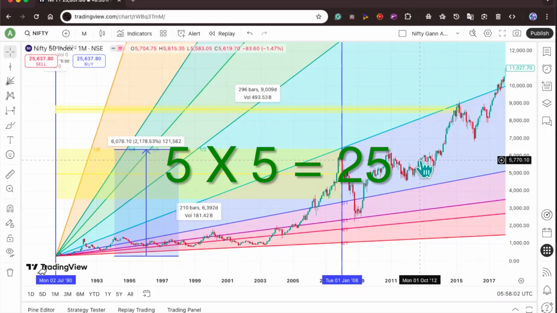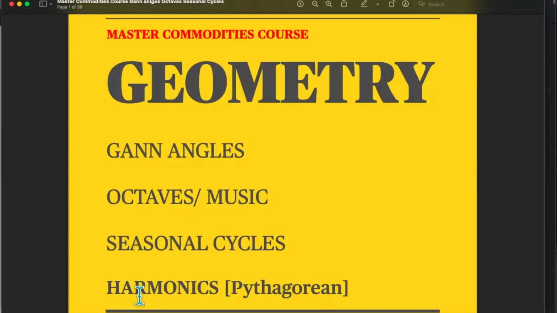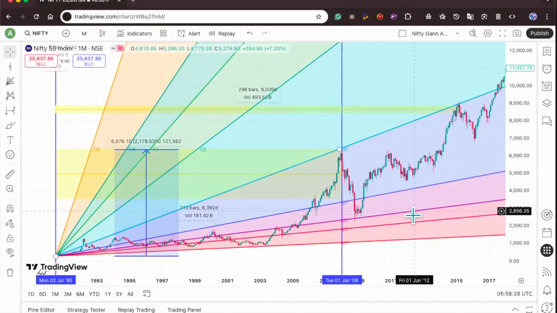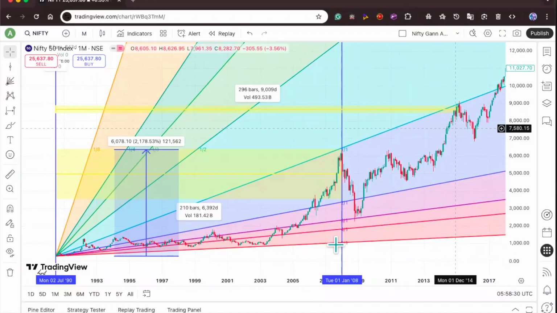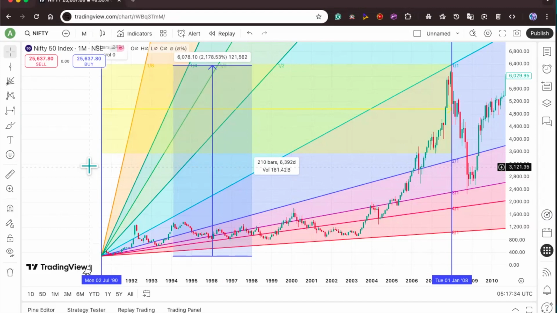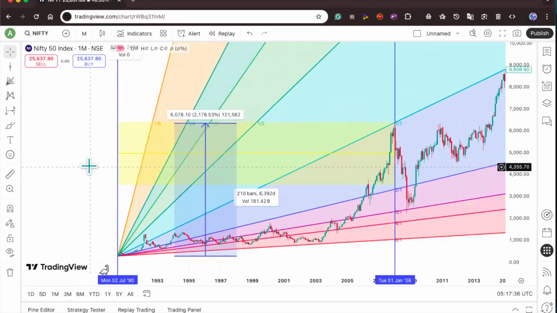So we'll discuss this more when we understand harmonics and octaves, because harmonics would be talking more about the square numbers, which would be coming from the Pythagorean theorem. Pythagorean is nothing but, if you consider a triangle, a square plus b square is equal to c square. So this is all talking about squares. And what we see in this example is again a square, that is the time square, but the price square gives me an angle of 1:1, and we have the angles which are there. So let's look at how the angles that we have been getting behave.